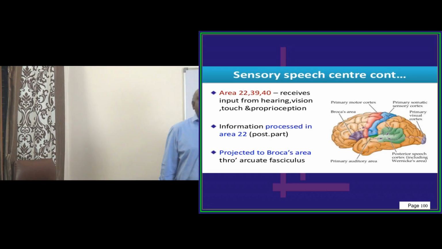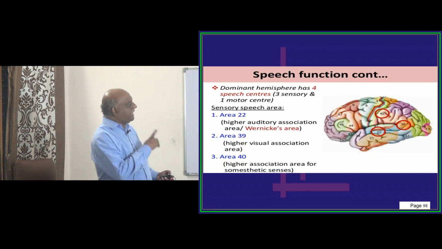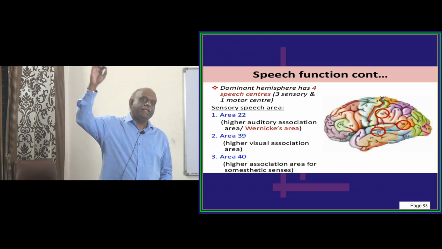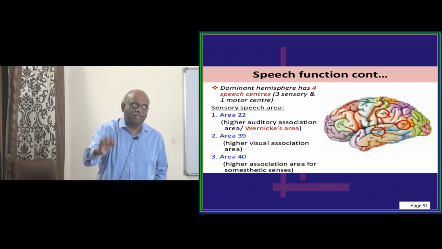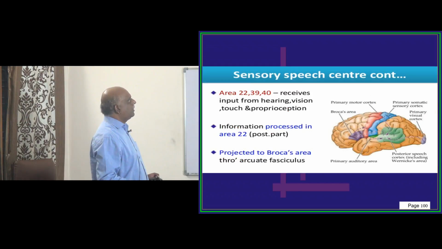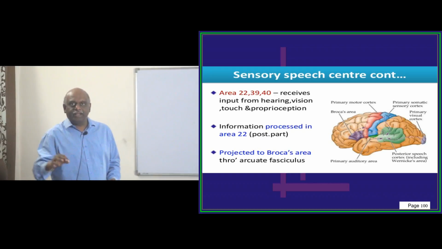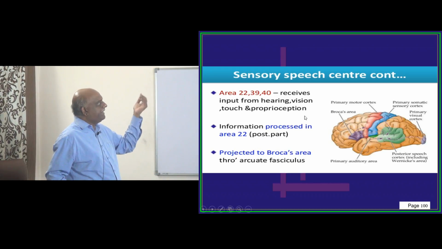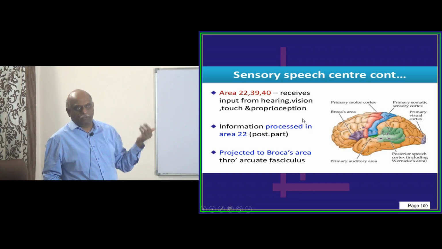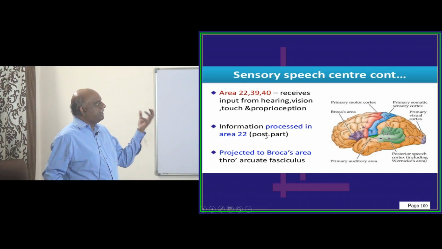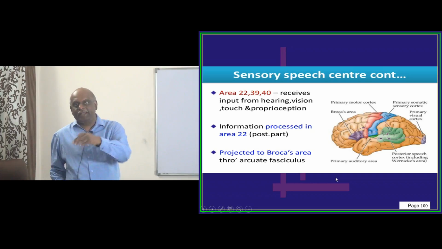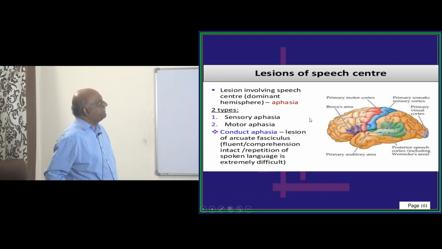Then this area 22, 39, 40. Why will you remember? They are the 3 sensory speech areas. So, doc, these 22, 39, 40 receive the input which is coming from hearing, vision, touch, proprioception, and they all process it in area 22 and it is projected to the Broca's area, that is the motor area.